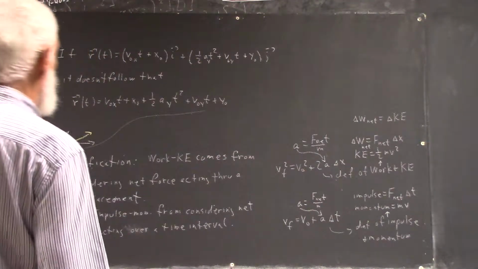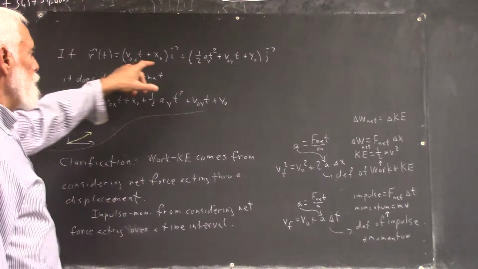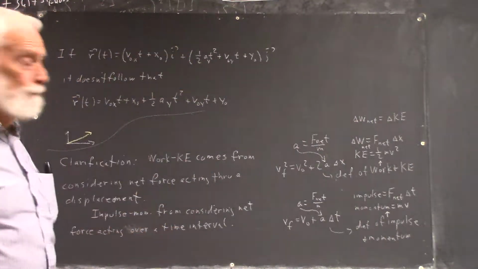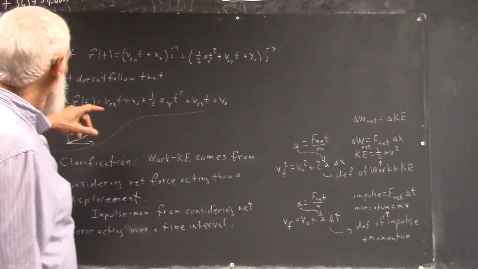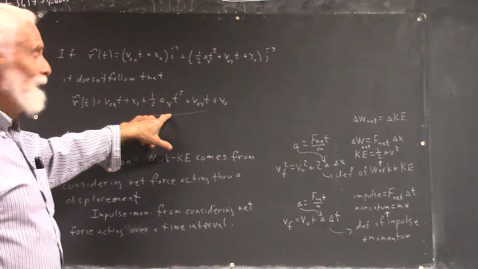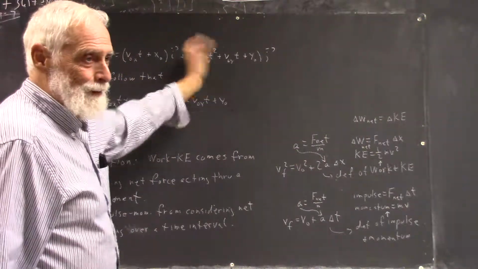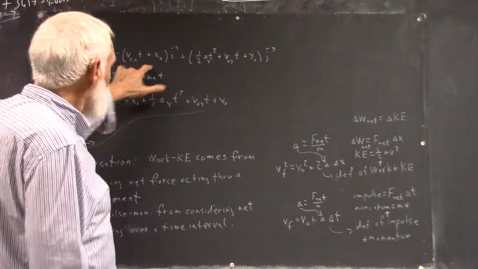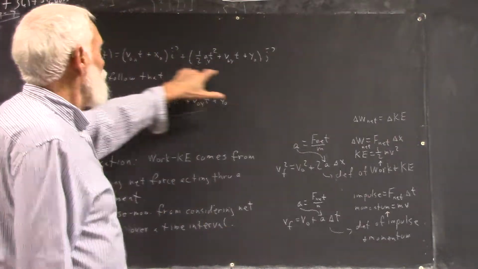Okay, just a quick comment. If R(t) is this, which is a typical expression for a projectile, it does not follow from this that R(t) equals this. You can't add this and even throw away the i and the j. These don't commingle.